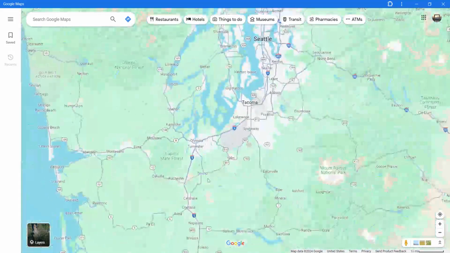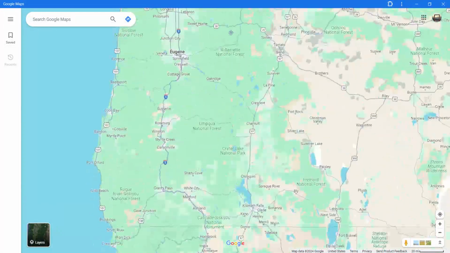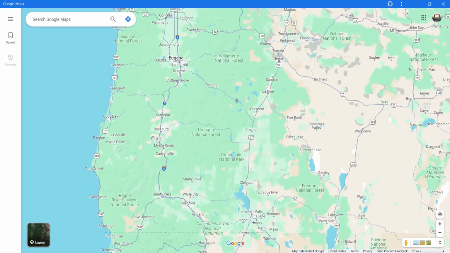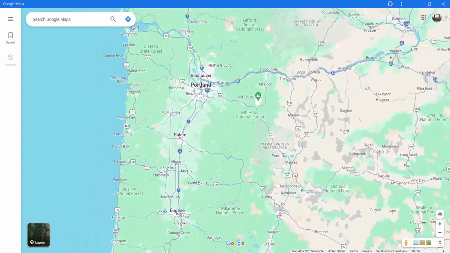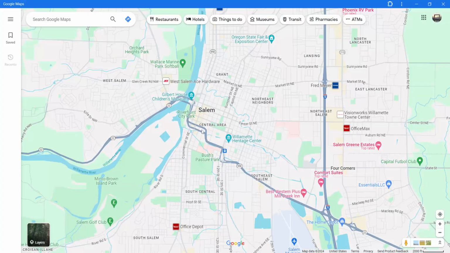We go south to the state of Oregon, and its capital is the city of Salem. Salem, Oregon is the capital of Oregon.